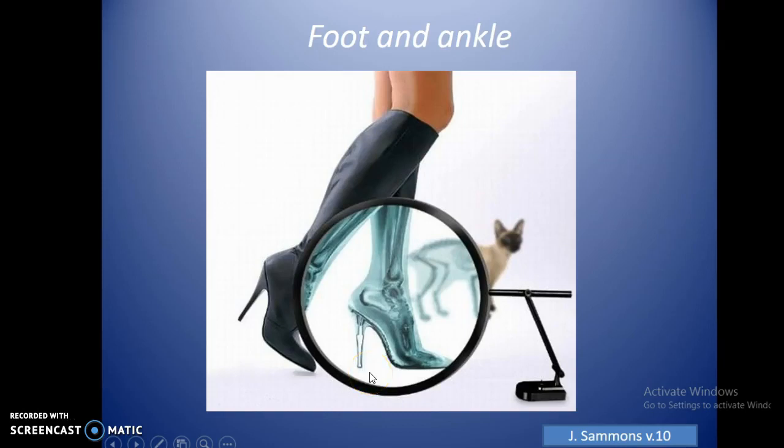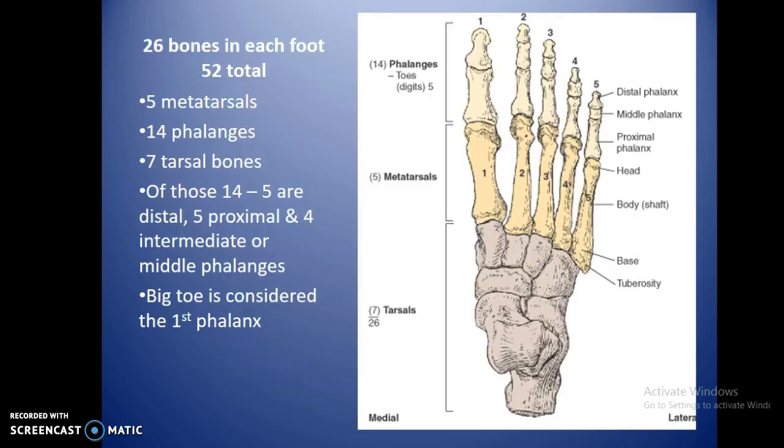Alright, so today we're going to go over a voiceover of the foot and ankle PowerPoint. We're basically getting into the lower extremity now after doing the upper extremity, so you'll see a lot of similarities between the two. To start, we have 26 bones in each foot, for a total of 52 between the 2 feet. You have 5 metatarsals, 14 phalanges, and 7 tarsal bones.